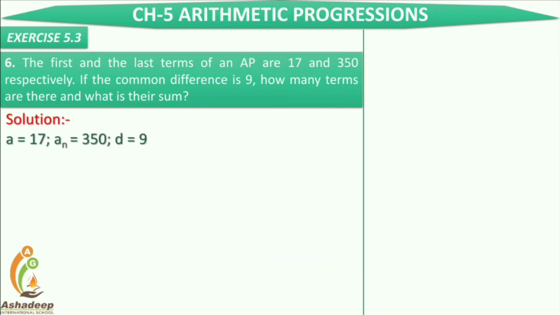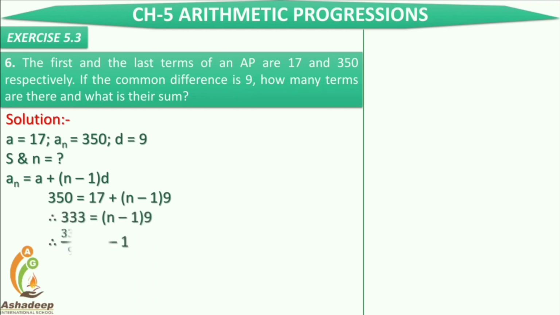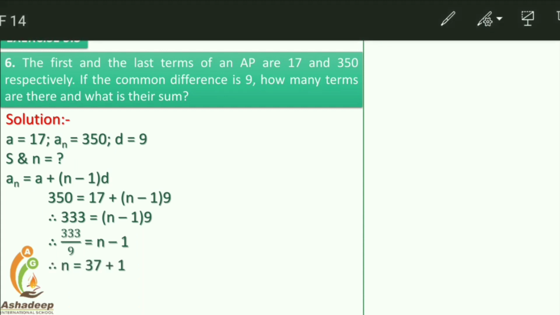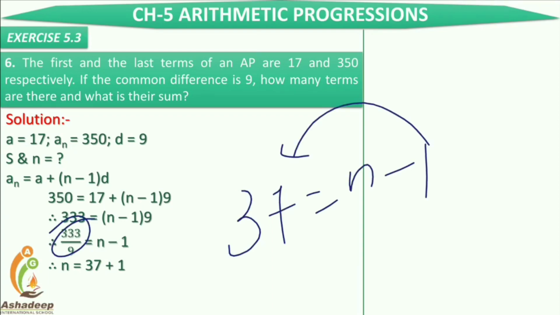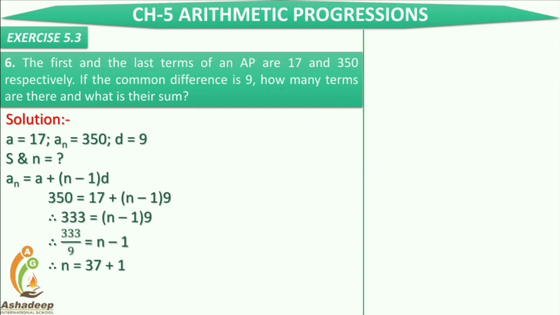Now let's see. A is equal to 17, and AN is equal to 350, that is already given. Put the values in the formula for AN. A is equal to 17 and D is equal to 9. So n we will get from here, right? See here, this 9 from the numerator goes into the denominator. Now the answer is 37. If you divide this, you will get 37. So 37 is equal to n minus 1. This minus 1 comes onto this side, it becomes plus. So n is equal to 38.